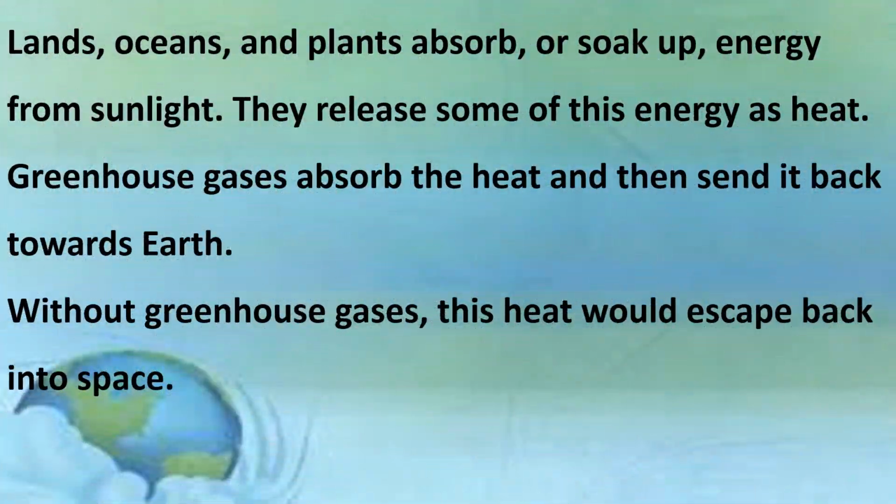Lands, oceans, and plants absorb or soak up energy from sunlight. They release some of this energy as heat. Greenhouse gases absorb the heat and then send it back towards Earth. Without greenhouse gases, this heat would escape back into space.